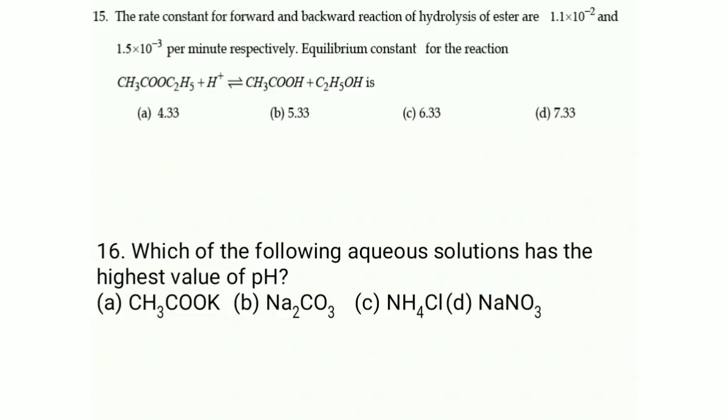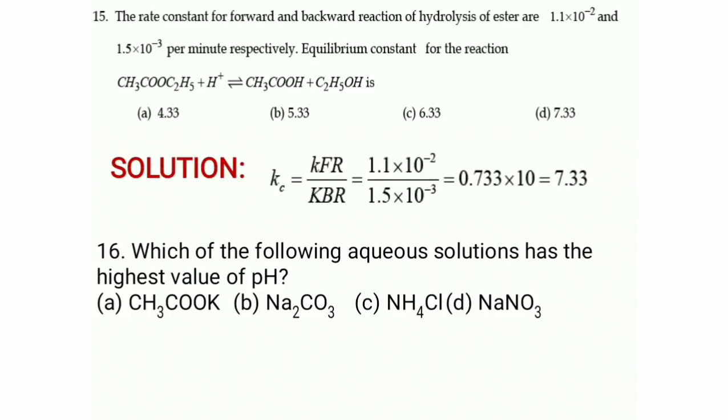15th, very simple. The rates of forward and backward reaction are given, and they are asking for the equilibrium constant. Remember the formula: equilibrium constant is equal to the forward reaction constant divided by the backward reaction constant, which is equal to 7.33. That is the answer you are going to get.